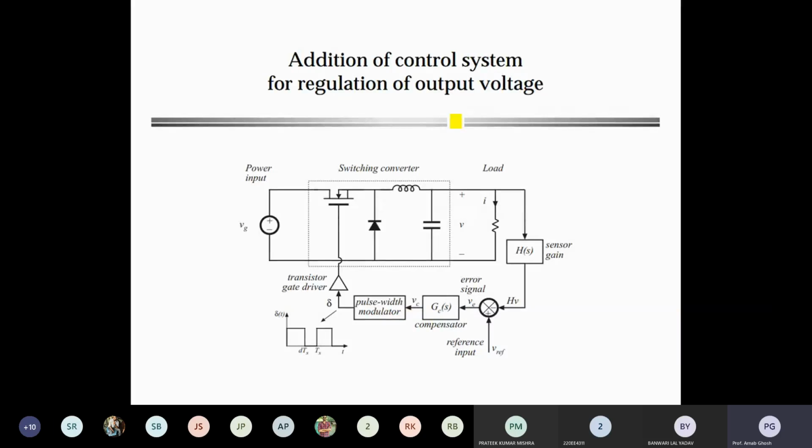So delta V0 means changes in your output voltage. Delta V in means what? Changes in your input voltage. So delta V0 by V0 means the ratio of the changes in your output voltage to your reference output voltage, with the ratio of delta V in, meaning how much voltage variation there is on your input side.